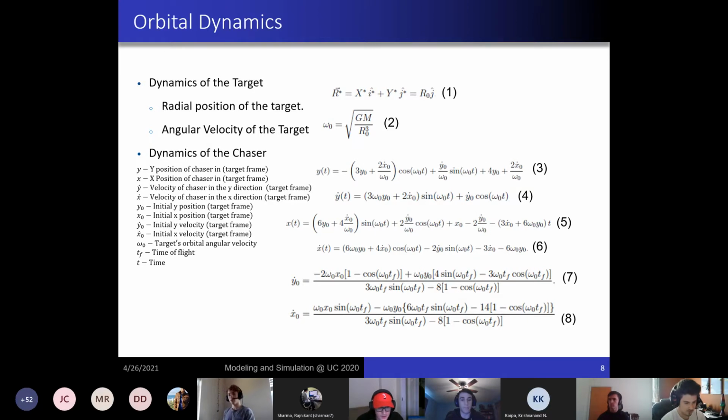7 and 8 are a derivation of the, what's the name of that body of equations, Sam? The Clohessy-Wiltshire. Equations 3 through 6 are Clohessy-Wiltshire. Equation 2 is Kepler's third law, and then 7 and 8 are derivations of those that seek to find the initial y and x velocities that you're going to need to rendezvous at a certain time of flight, which is specified.